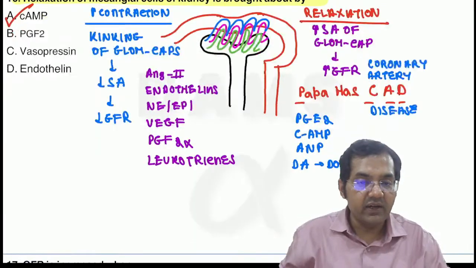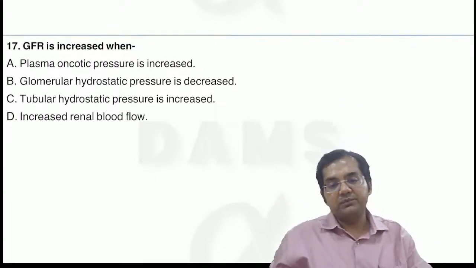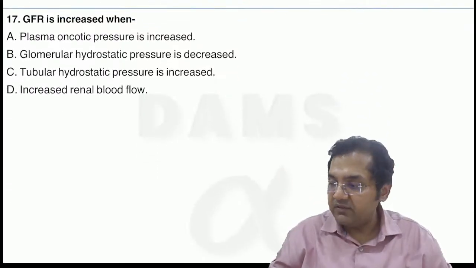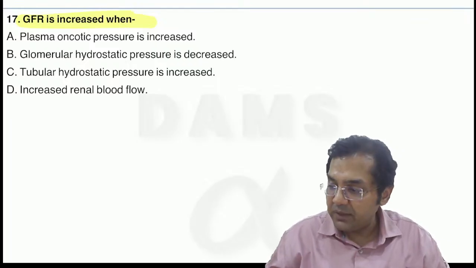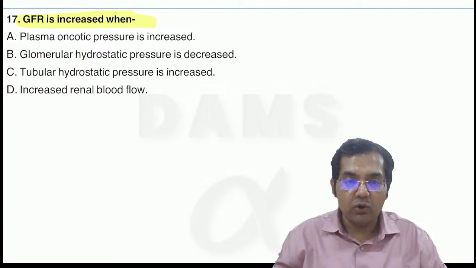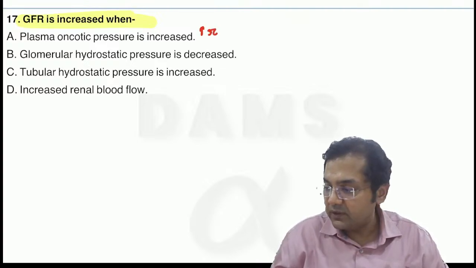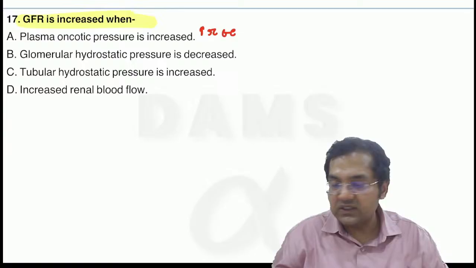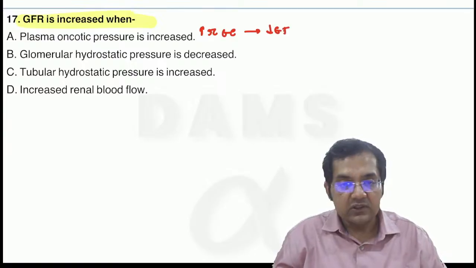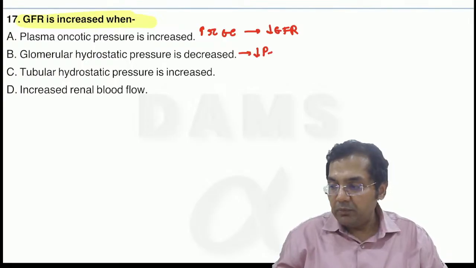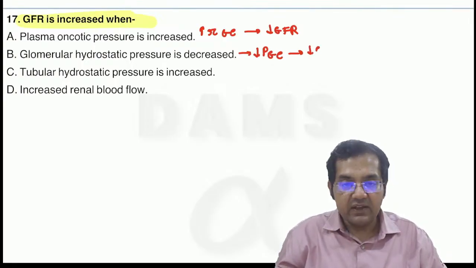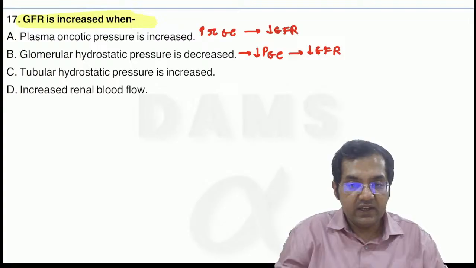Let's move to the next one. GFR is increased when? This is very important. This is a one-liner but can definitely come in your exams. Remember, if I increase the plasma oncotic pressure, think about it. If I increase the oncotic pressure in glomerular capillaries, the GFR will decrease. If the glomerular hydrostatic pressure is decreased, the GFR will decrease.